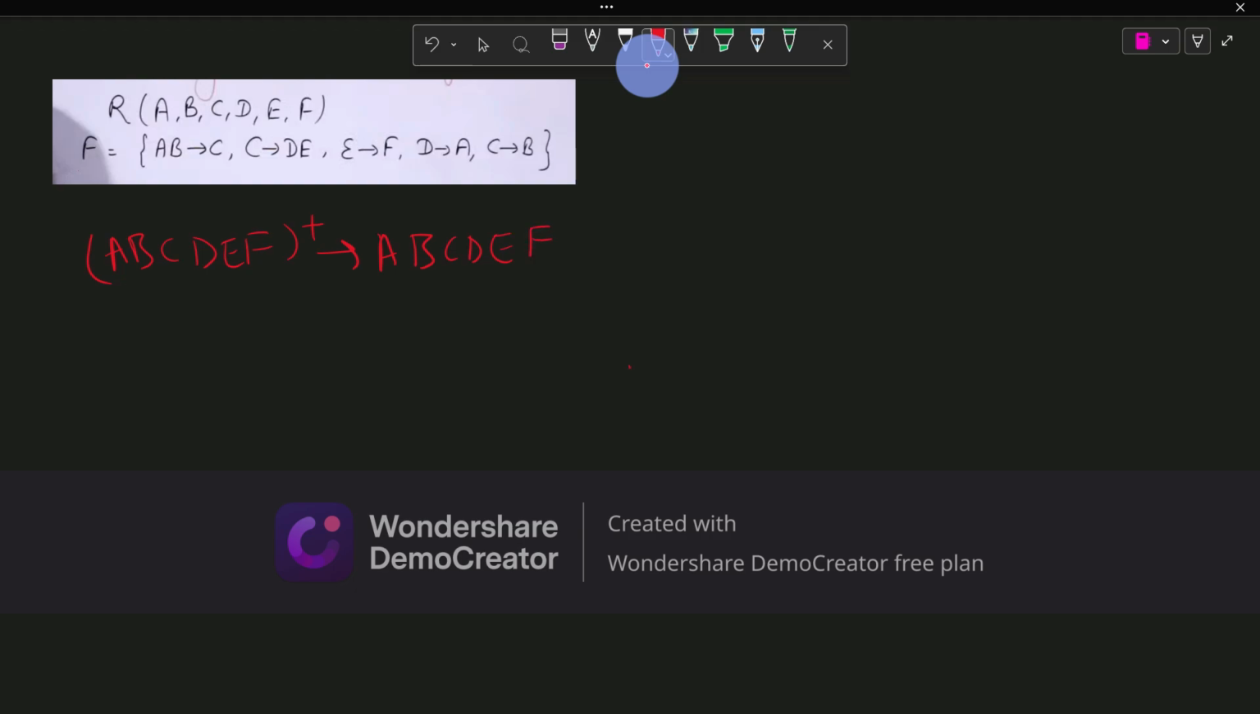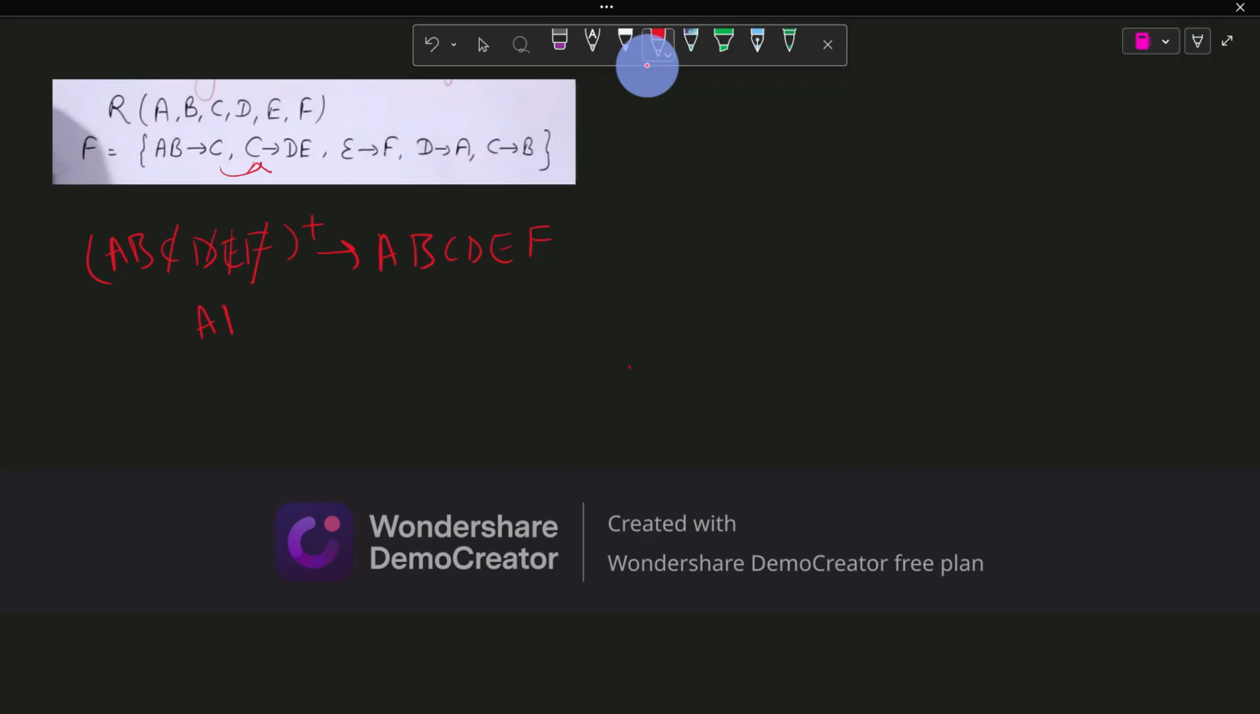Now, with the help of the functional dependencies, we will discard some attributes. As you can see, with the help of AB we can determine C, so we don't need C anymore, and we can discard it. With C we can determine DE. So since AB determines C and C determines DE, with the help of the transitivity property we can discard D and E as well. And since E determines F, we can also discard F.